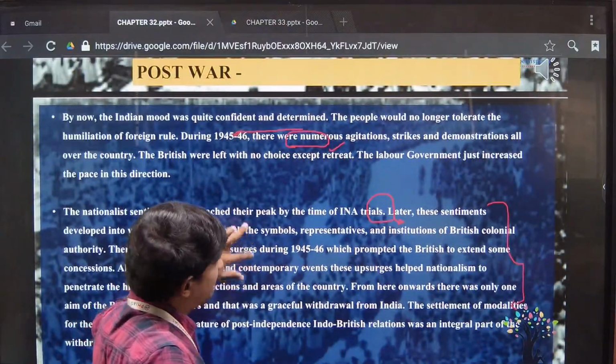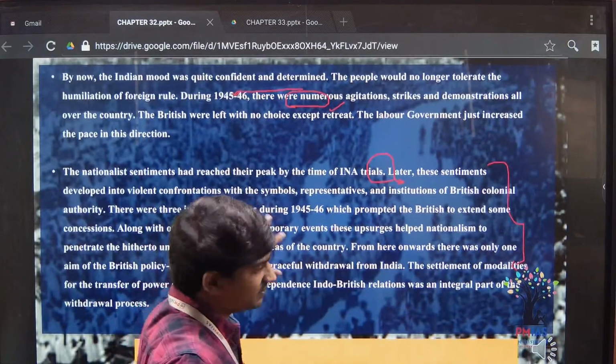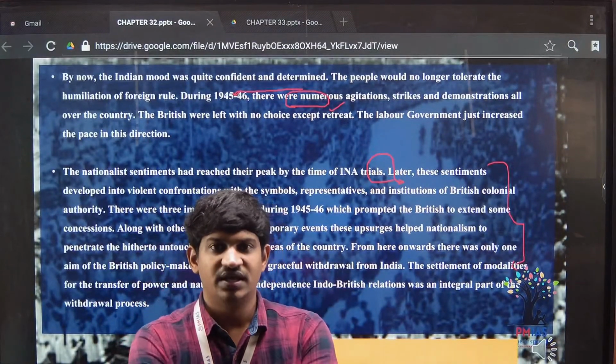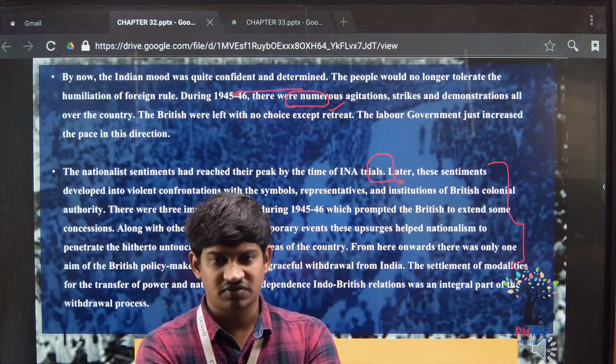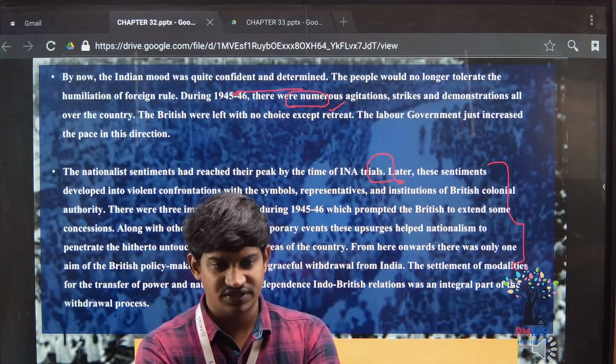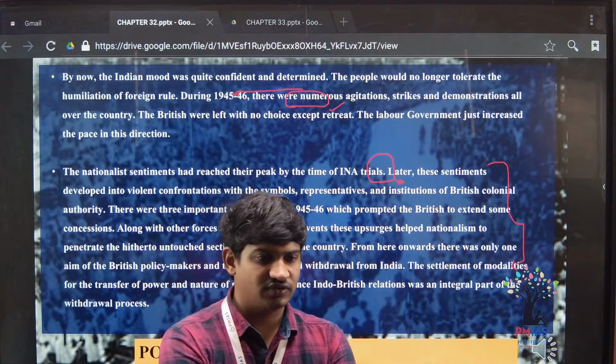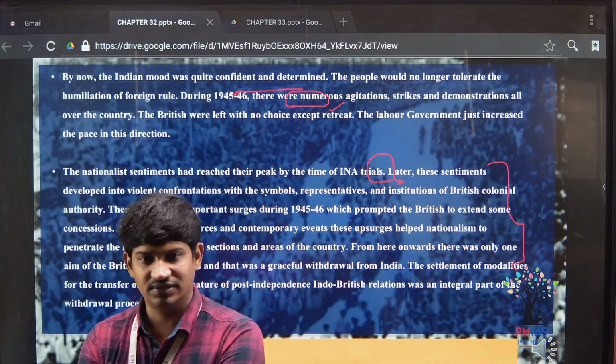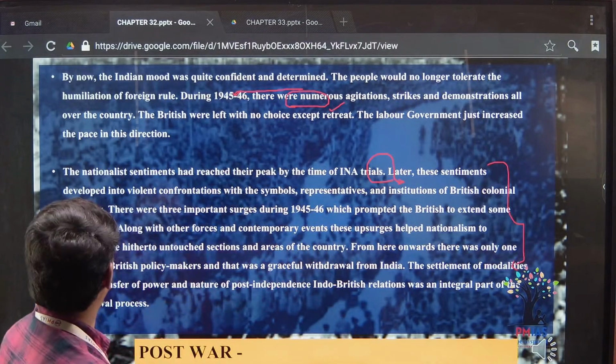That is, in this chapter you want to realize the mindset of the Britishers: what all their thought process was, how it changed, and what the reason for this change from the Britishers' side was. Okay.